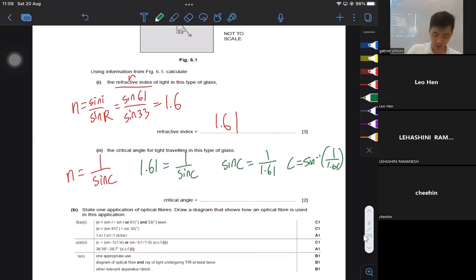Right, and from there, you're supposed to get an angle of somewhere around 38.5 or something. I don't know. But if you press it on a calculator, you would have gotten something similar to this. Everyone managed to get this, right?